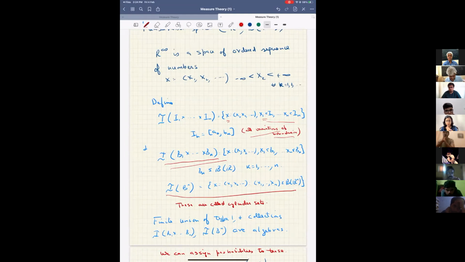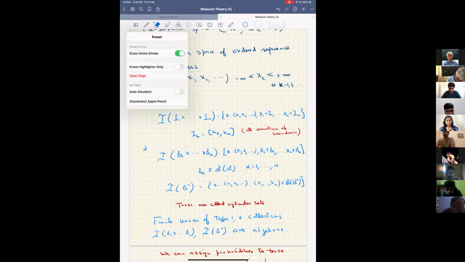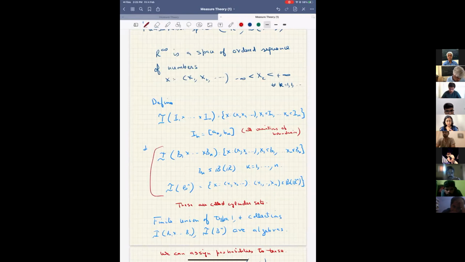The point is, now I'm going to say, okay, let's look at this. So these two guys here are already algebras. You can see their complements are also going to be of a similar form. Finite unions are also going to be of a similar form. This guy becomes an algebra if I look at the collection of finite unions of these guys. So the point is, at least for this guy, I know how to assign probability measure in a unique manner. So that's a good thing.